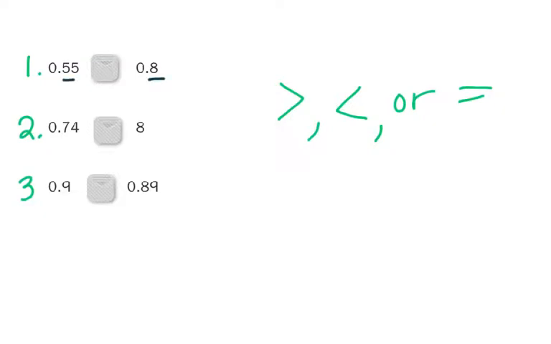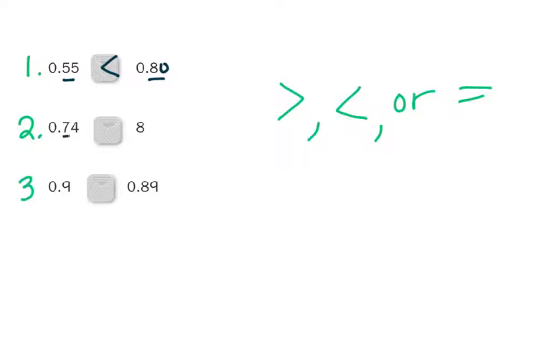Erase, and another set of decimals. Go ahead and pause your video and put in greater than, less than, or equal to. Pause your video now. If we look at the tenths place, 5 is less than 8. So 55 hundredths is less than 8 tenths. I can also put a 0 behind that.